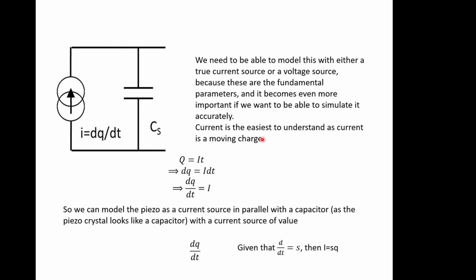So current is easiest to understand, as current is a moving charge, and we take the fundamental equations: q equals It, therefore dq equals I dt, and therefore dq over dt equals I. So if we make our current source equal to dq by dt, where q is the thing we're interested in, we've got the basis of a model. So we can model the piezo as a capacitor in parallel with a current source that has the value dq by dt. And if we remember that d by dt is equal to s, the Laplace term, then I equals sQ is how we can define that.